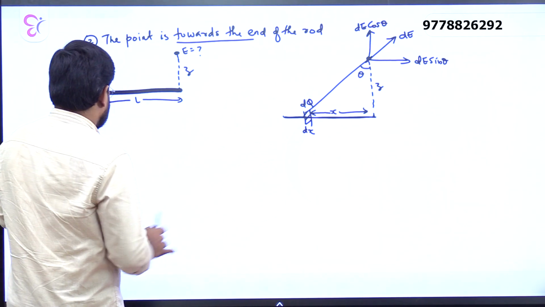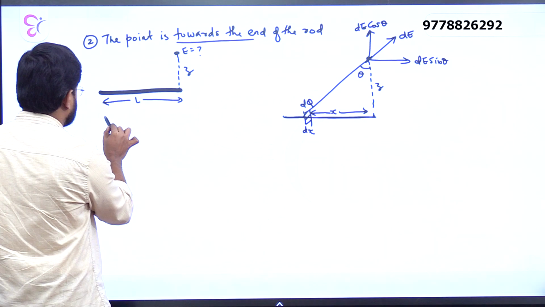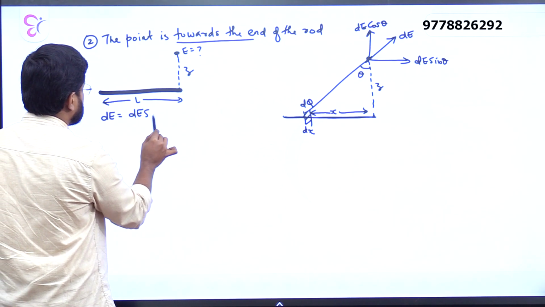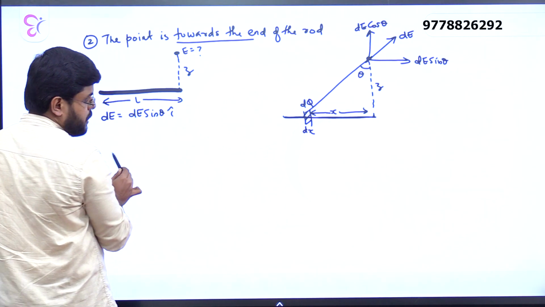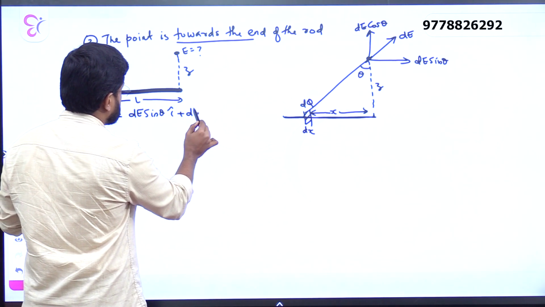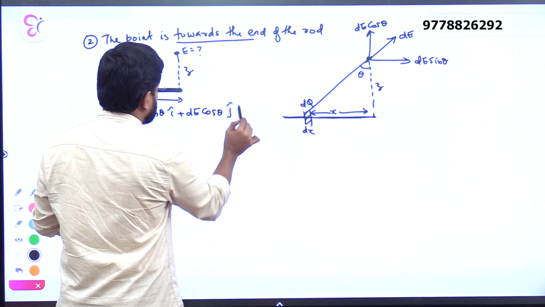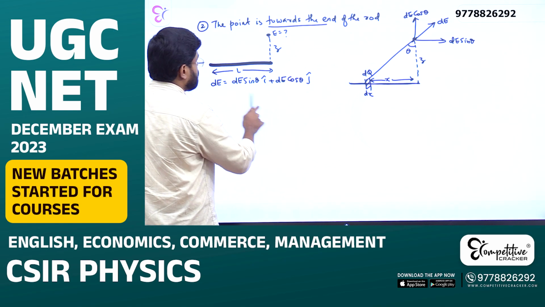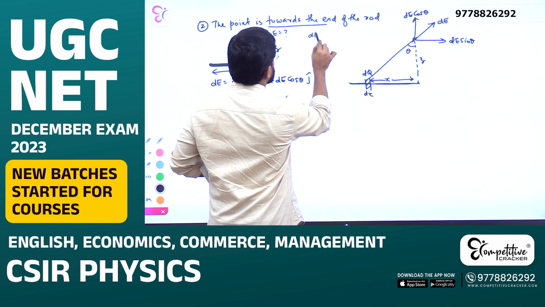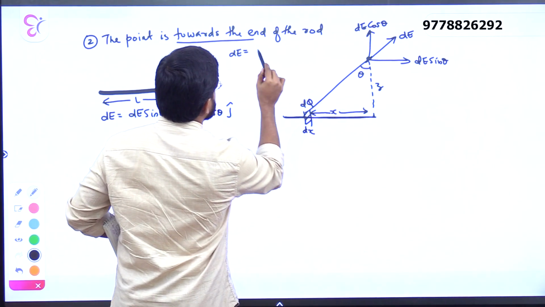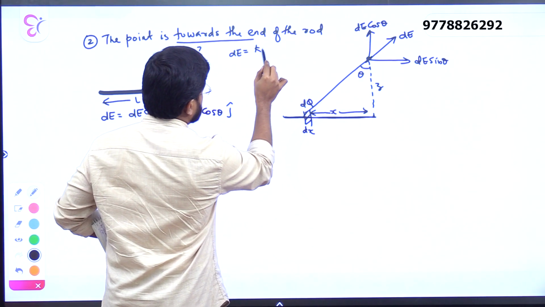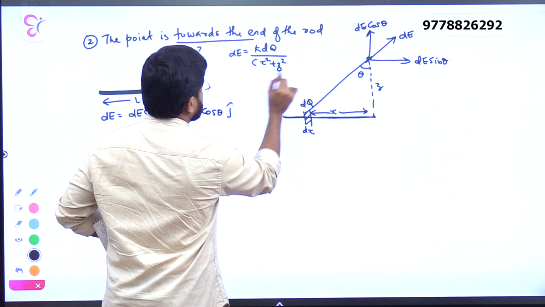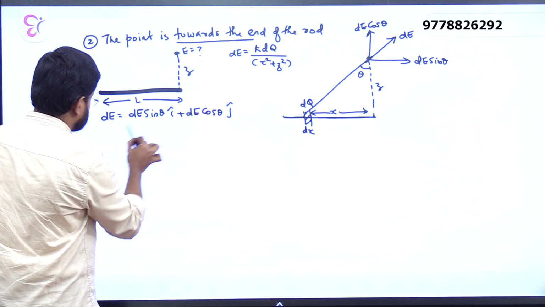Clear? So if you write the total electric field dE, which is equal to dE sine theta in the i cap direction plus dE cos theta in the j cap direction. Clear? So just substitute for dE. What is dE here? This is x, this is z. So k, 1 by 4 pi epsilon 0 into dq divided by x square plus z square, right? This is dE. Just substitute it here.